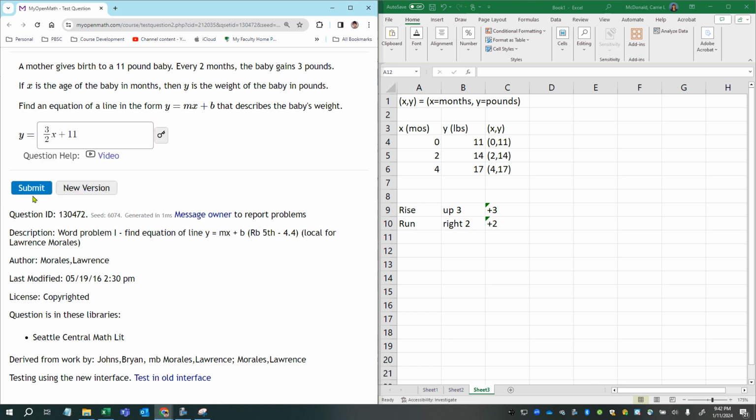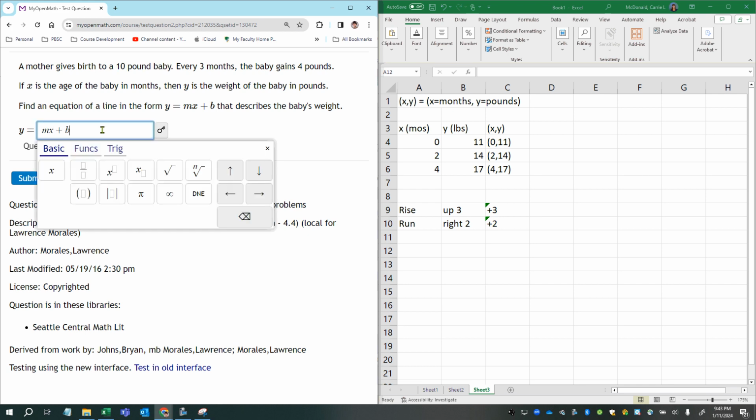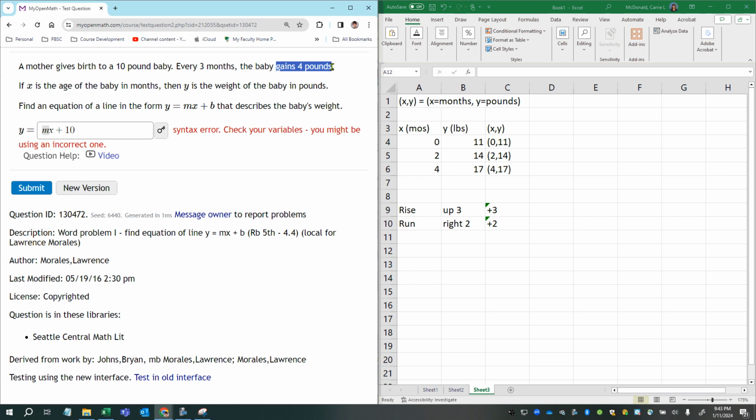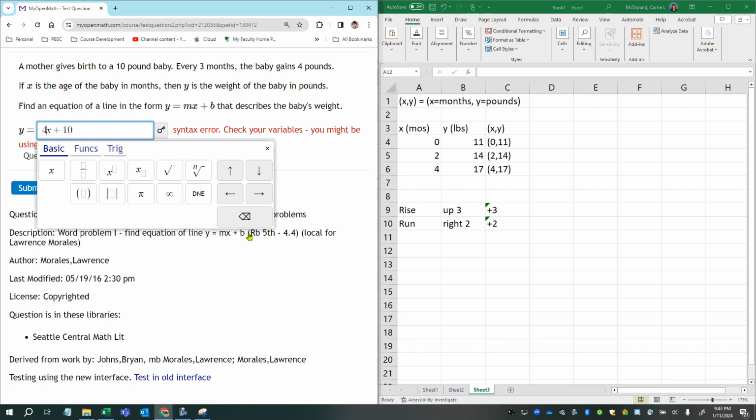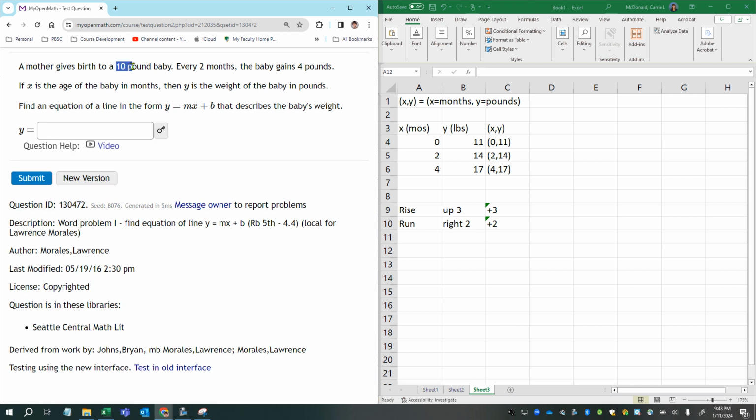So if we were to do this, let's say we do a new version, and we see this time it says that the baby was 10 pounds at birth, okay? So our b then at birth is the weight of 10 pounds, and then our slope, the baby's going to gain a rise of 4 over every 3 months, right? So 4 over 3. Really not hard actually at all when you put it all together, right? New version, 10-pound baby, a rise of 4 for every 2 months.